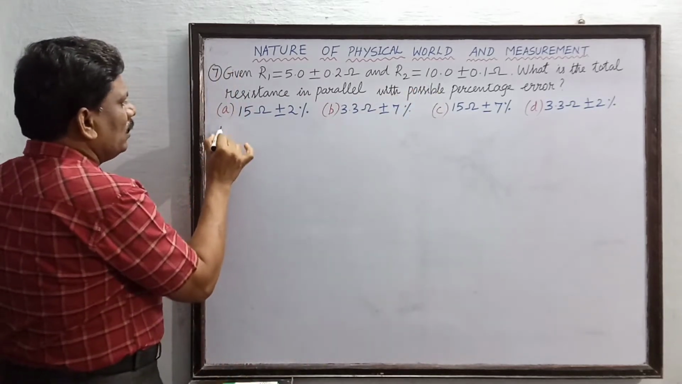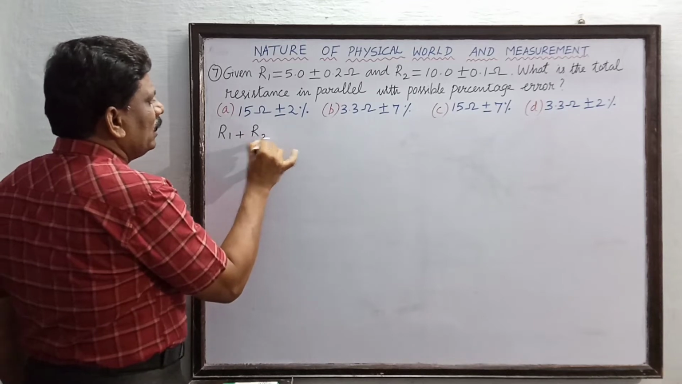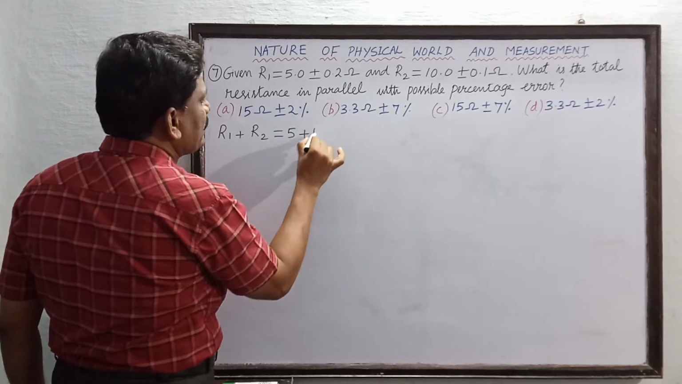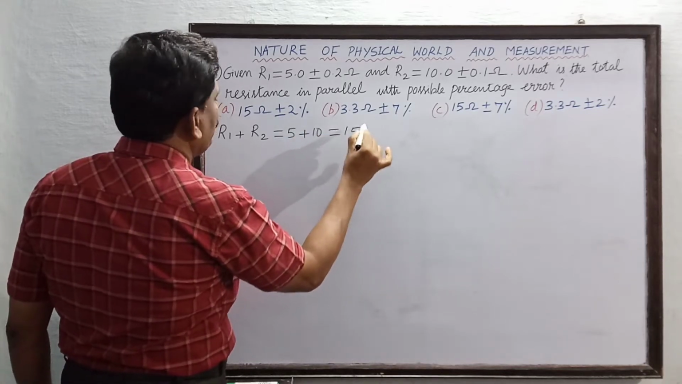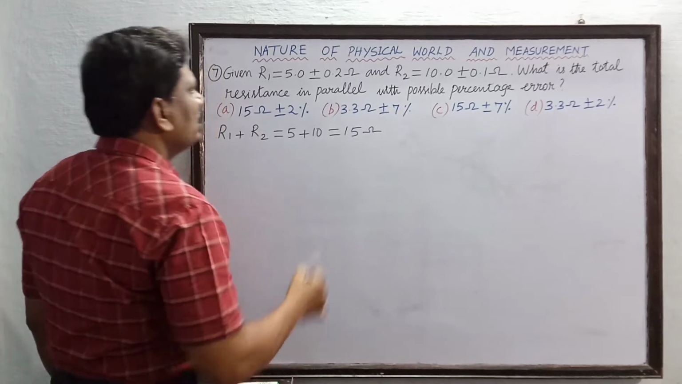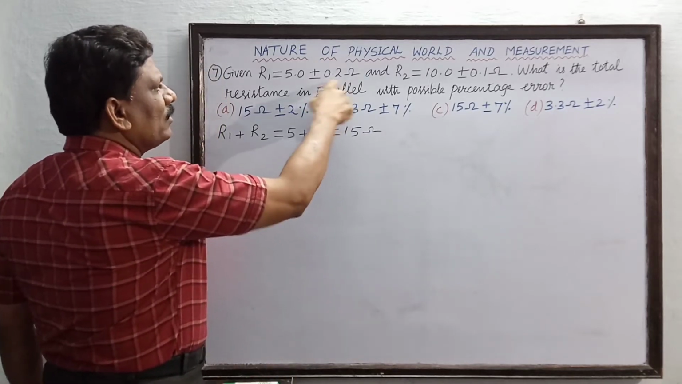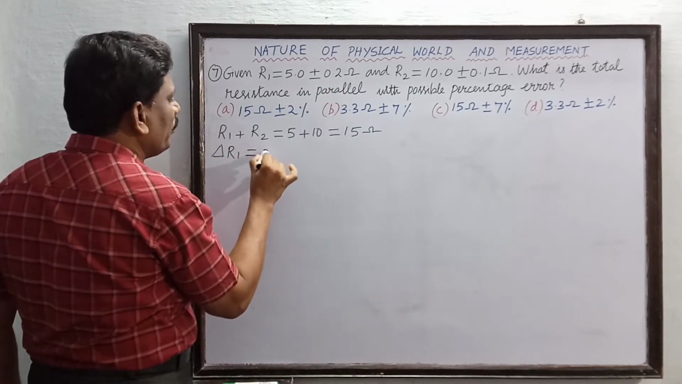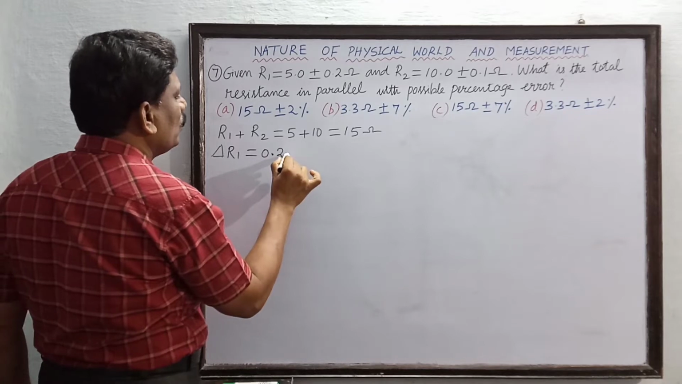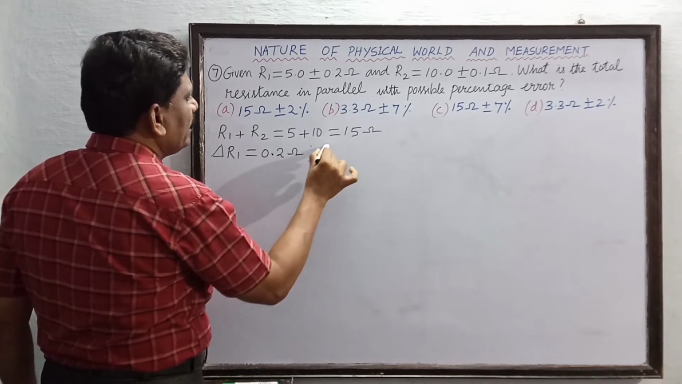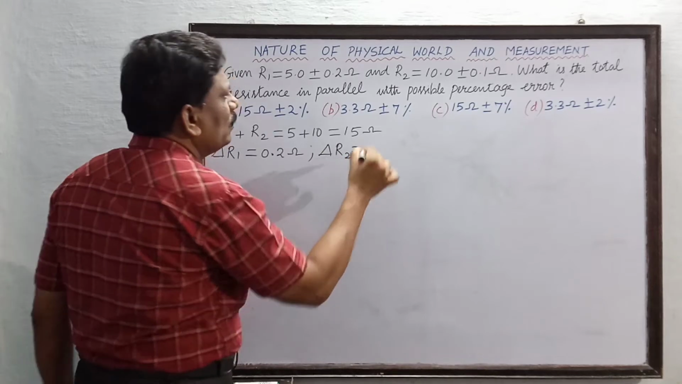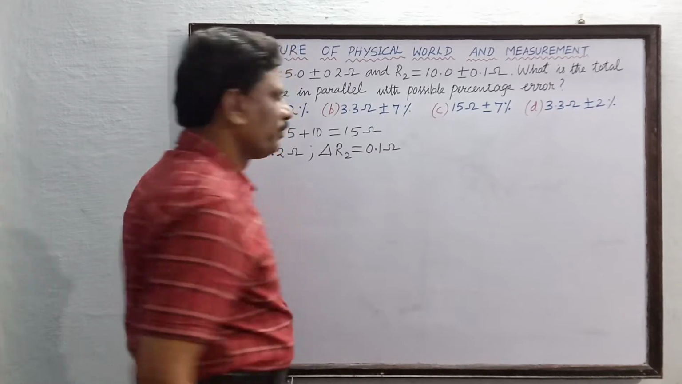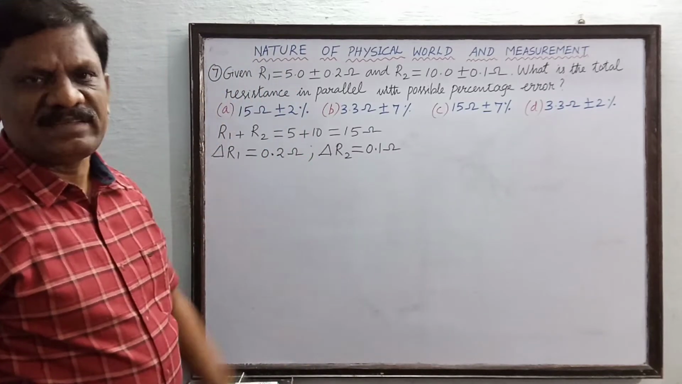10. So R1 plus R2 is equal to 5 plus 10, that is equal to 15 ohm. This value is delta R1. Delta R1 is equal to 0.2 ohm. Similarly, delta R2 is equal to 0.1 ohm. These are all given in the sum itself.